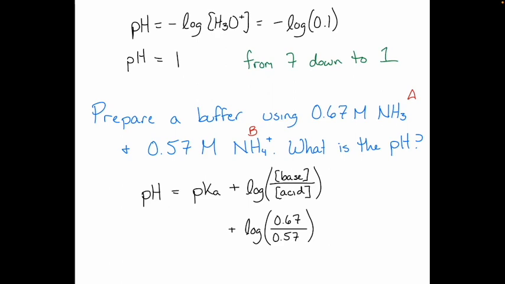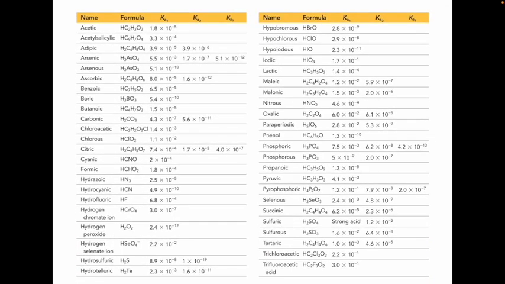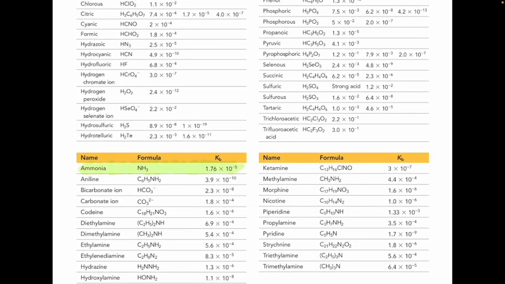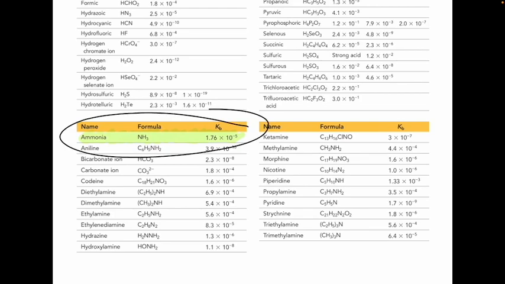My pKa, what am I going to need to do for that one? Where do I look? I look on my table. But if I look, I don't find ammonium anywhere on this table. I can't find the Ka of that NH4+. What I have is the Kb of my ammonia. All right, and so how can I use that?